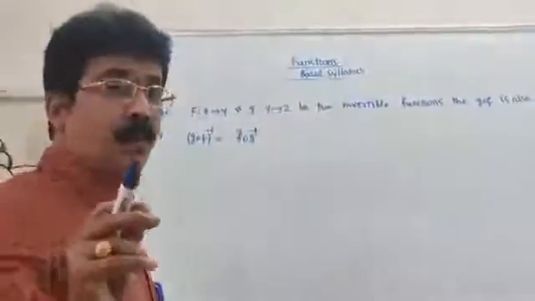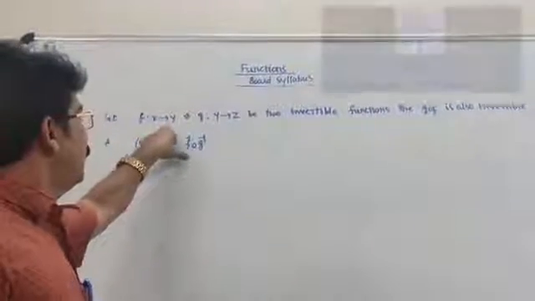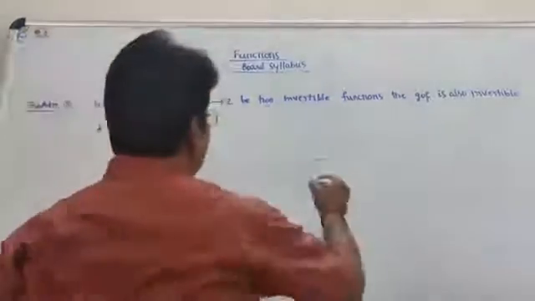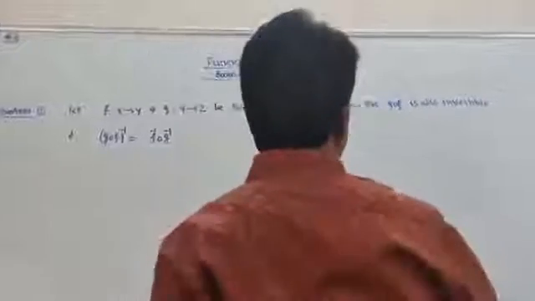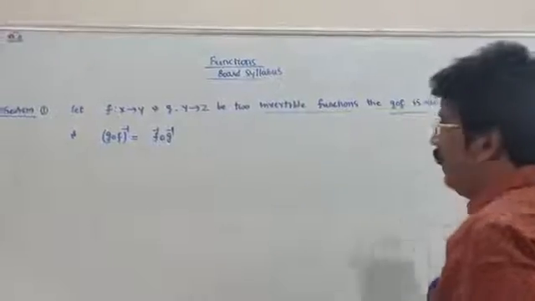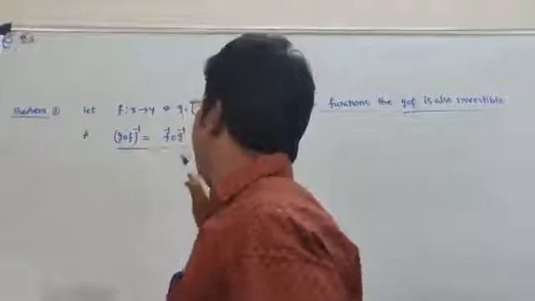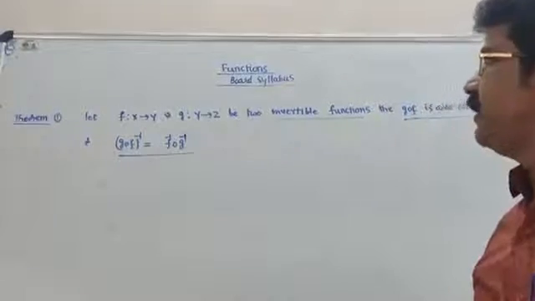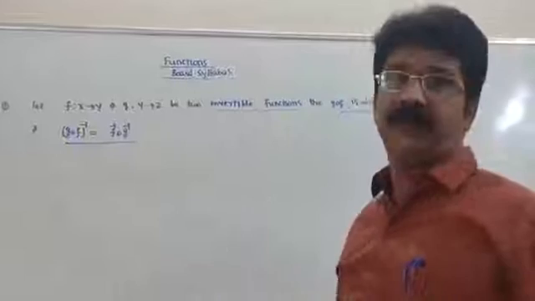Theorem for board syllabus. Let f from X to Y and g from Y to Z be two invertible functions. Then show that g circle f is also an invertible function, and hence show that (g circle f) inverse equals f inverse circle g inverse. This is one important theorem for board syllabus.